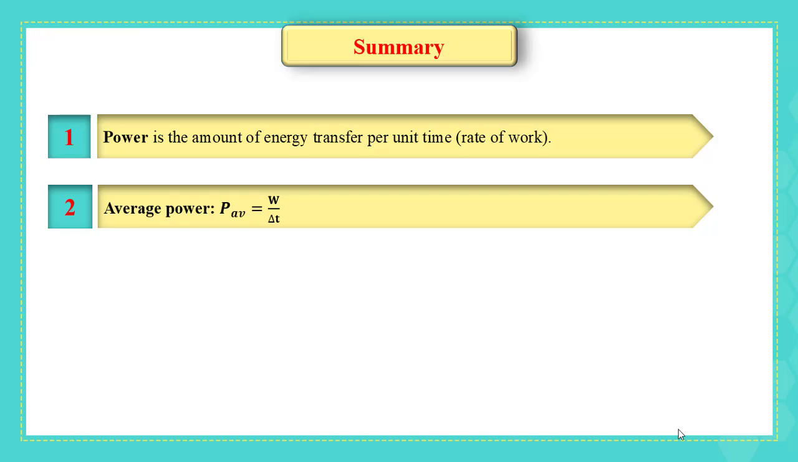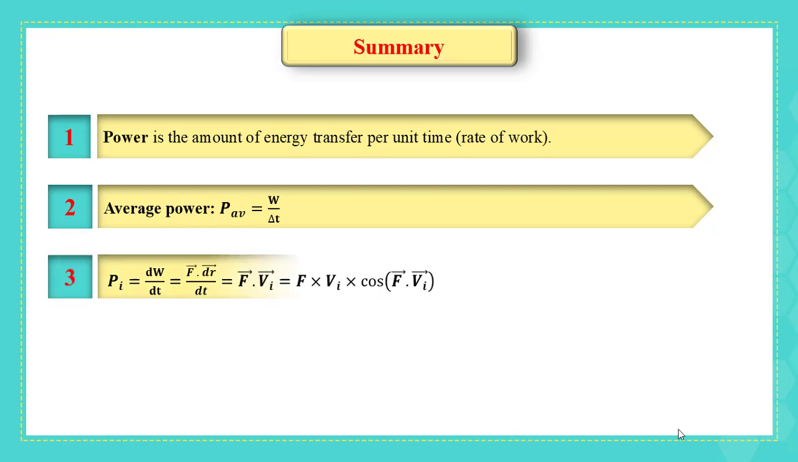Please keep in your mind that the power is the amount of energy transfer per unit time, and we have average power equals the work over delta t, while the instantaneous power is F times v instantaneous times cosine of the angle between them.